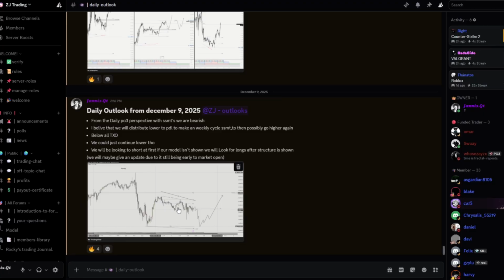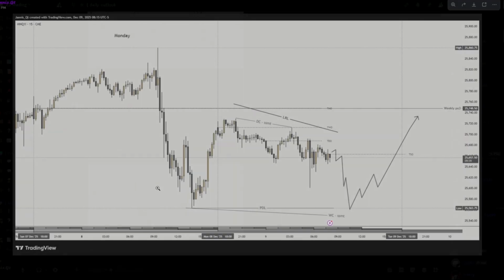So coming into the day, I shared my outlook in our server. As we can see, we had a daily bearish power of 3. Why is that? We had an accumulation. Then YM swept the high and we built an SMT there. Not just any kind of SMT, we built an SSMT, which is an SMT between two quarters.